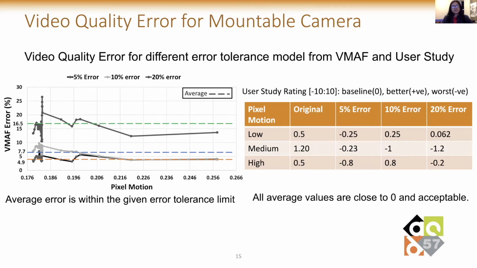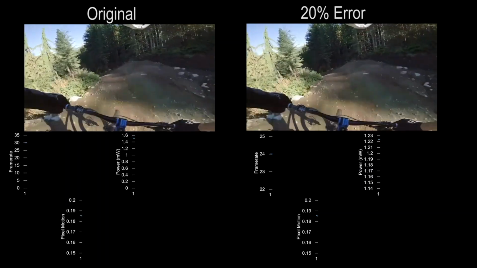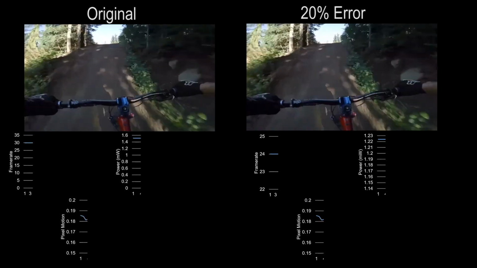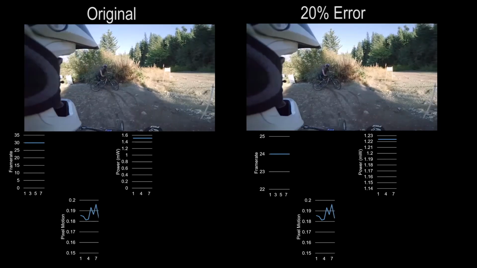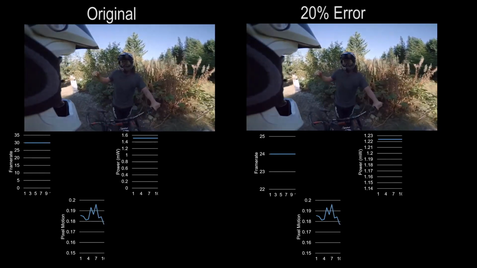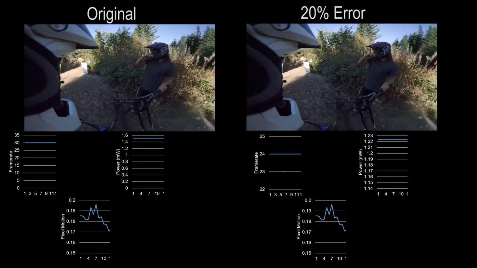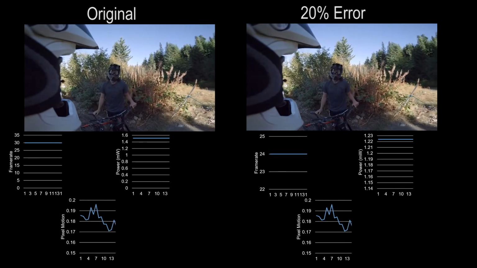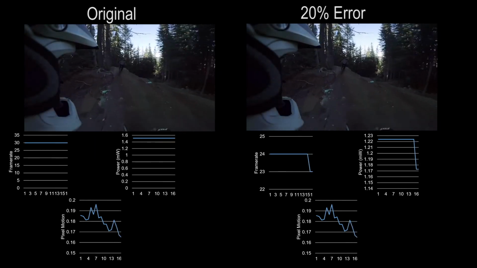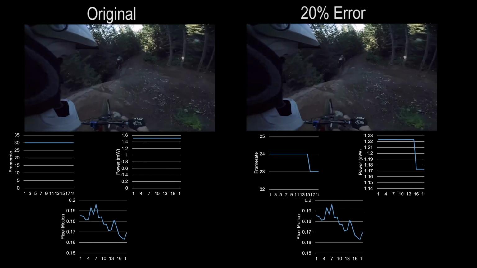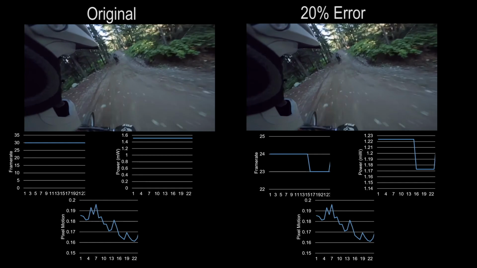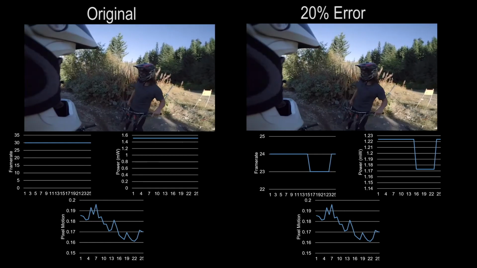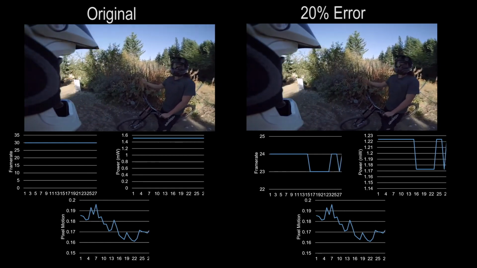Therefore, it is acceptable. For example, in this video, I'm showing the original video on the left and the 20% error video on the right. We see as the pixel motion reduces, so does the frame rate and the corresponding power. And the frame rate and corresponding power increase as the pixel motion increases. The overall video quality between original and 20% is not much different, with almost negligible difference to the human eye.